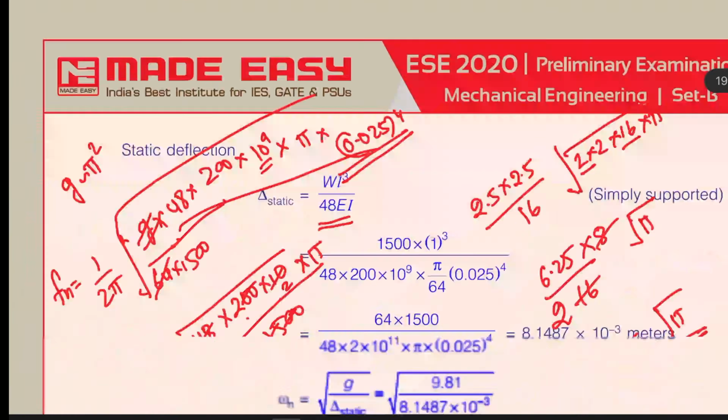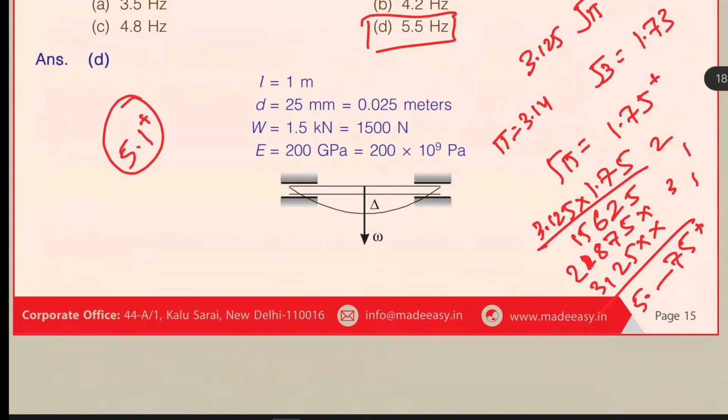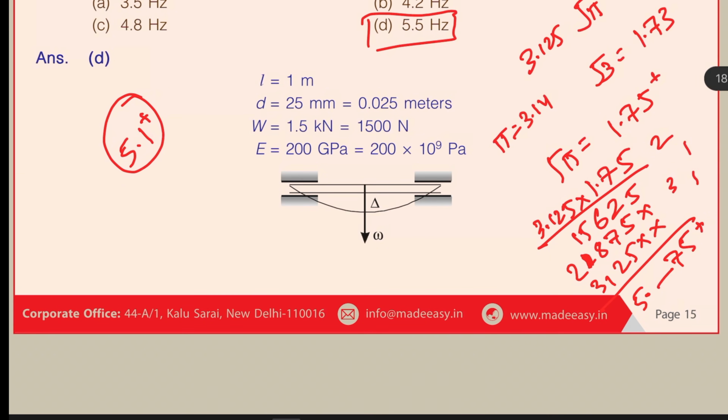Now if you look at the solution provided by Made Easy and try to solve this in the exam, as soon as you see W L Q divided by 48 E I, then root over G by delta, then 1 by 2 pi also, you will get confused and demotivated and you will leave this question. But in reality, if you try to solve it, you can do the approximations very easily. That is how we get an approximated answer, which is 5.5, and that is correct also, because we are satisfying all the conditions which we took as approximations in this particular question.